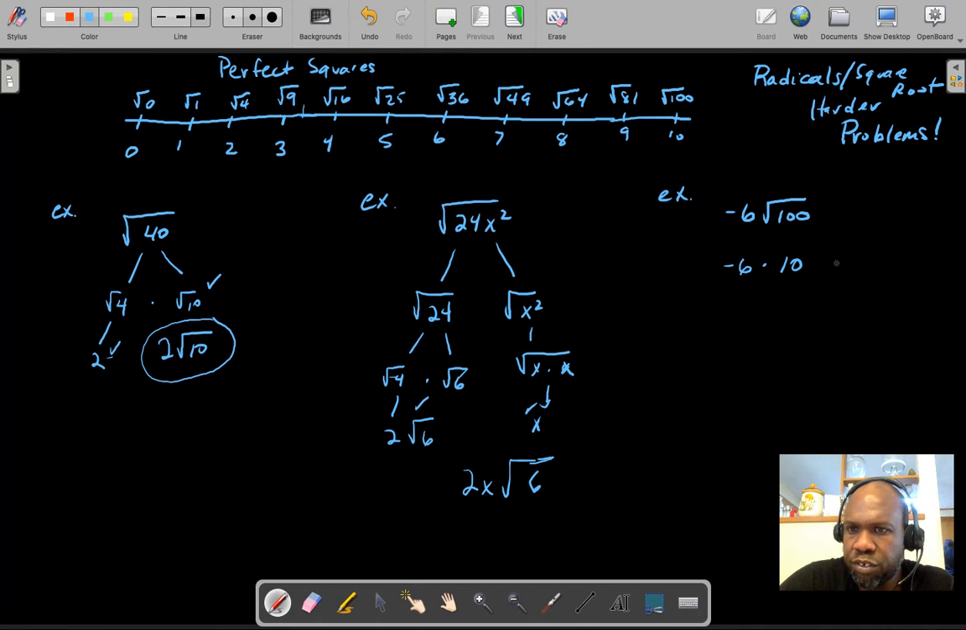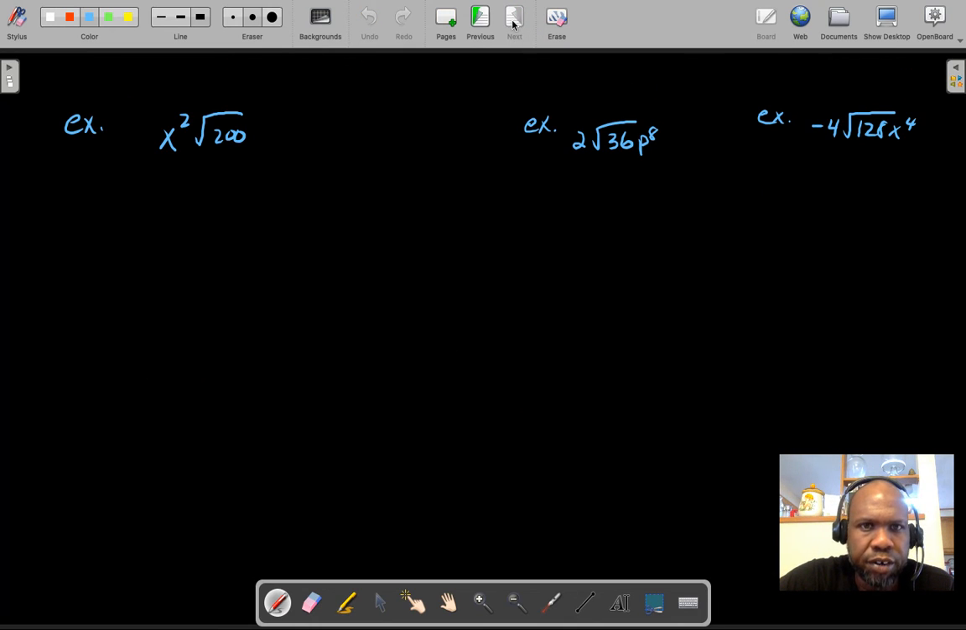Okay, so negative 6 times 10 is negative 60. And that's how it works. We just have a variable on the outside. Now we can work it through. Okay, so let's look at another couple here, and then we'll be done.